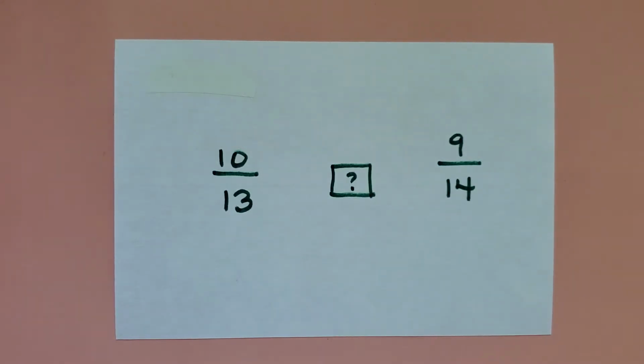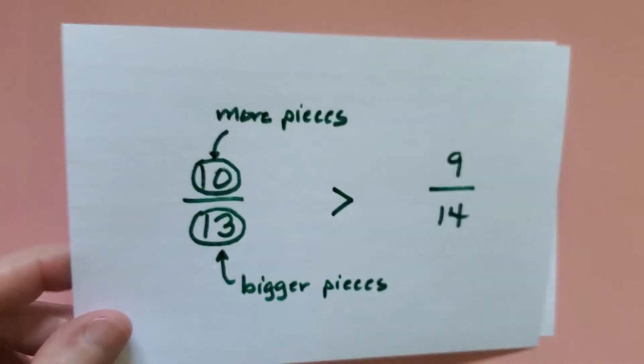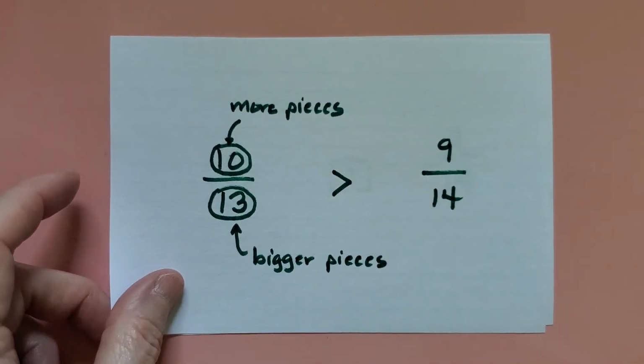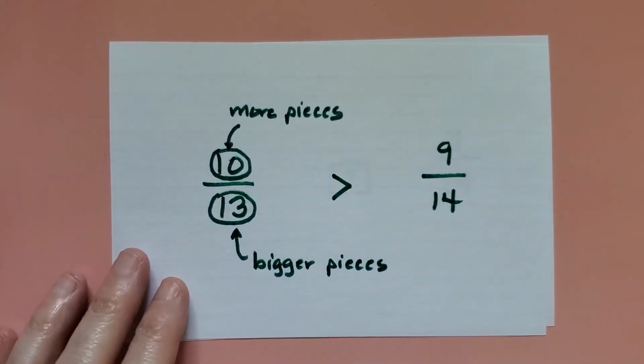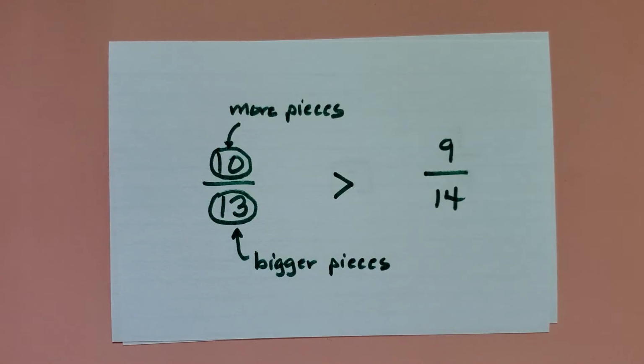These are not really close to 1. They're not really close to 1/2 or some other kind of common fraction. So let's see if we could reason with them in a different way. One way that we can reason about fractions, and it may work for some pairs of fractions, is to compare the number of pieces and the size of the pieces.